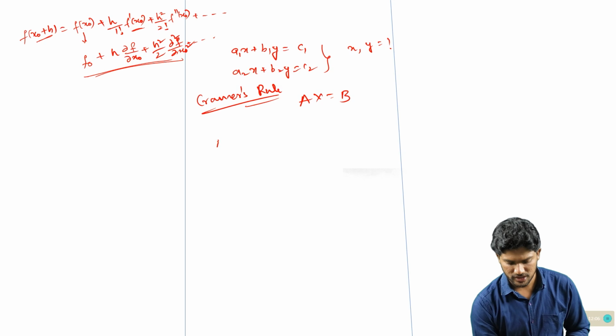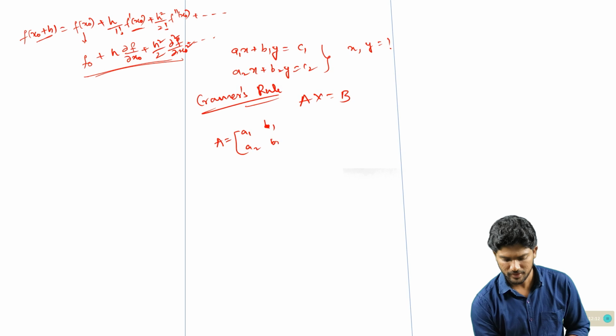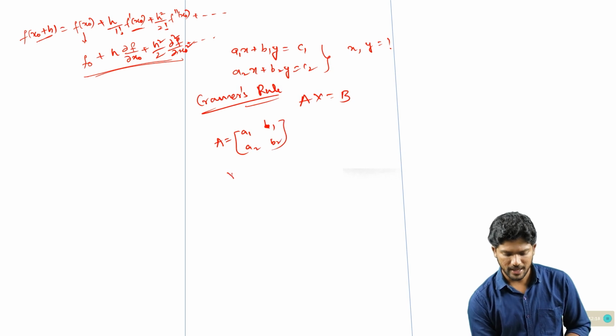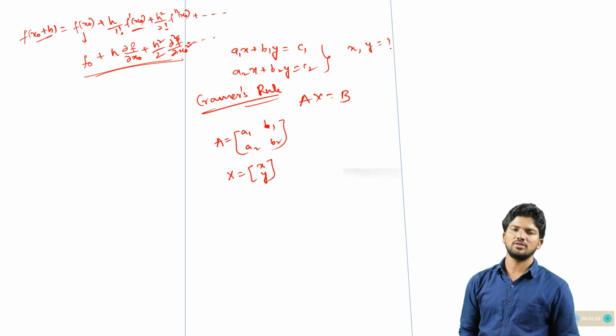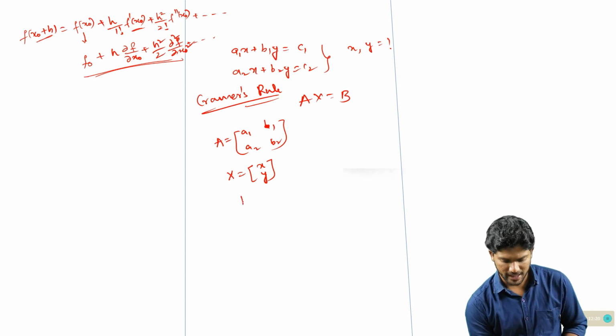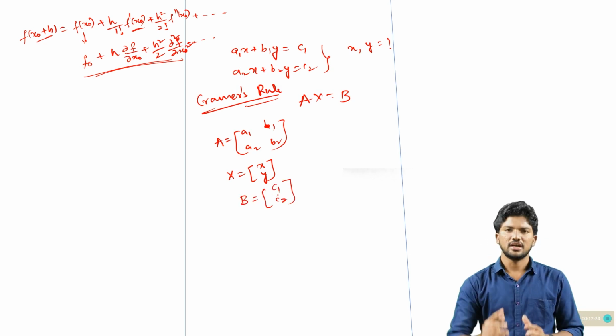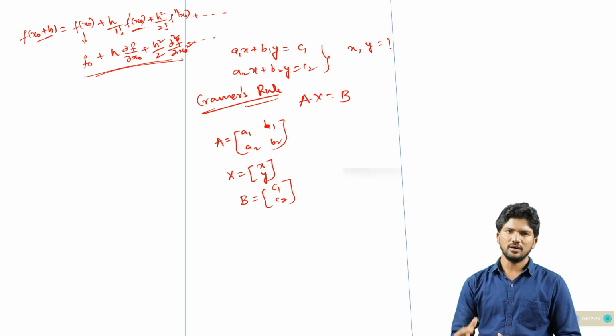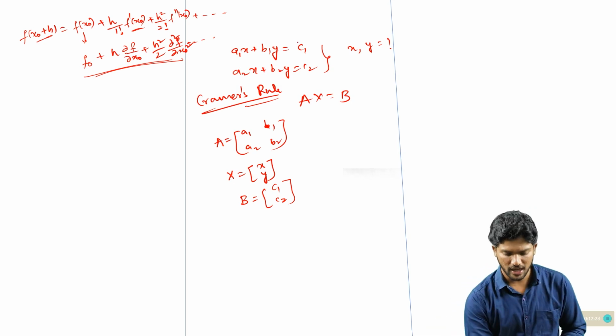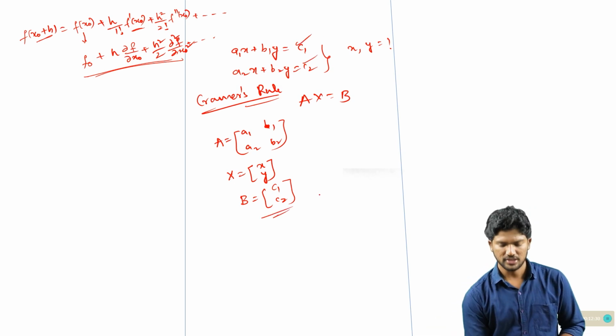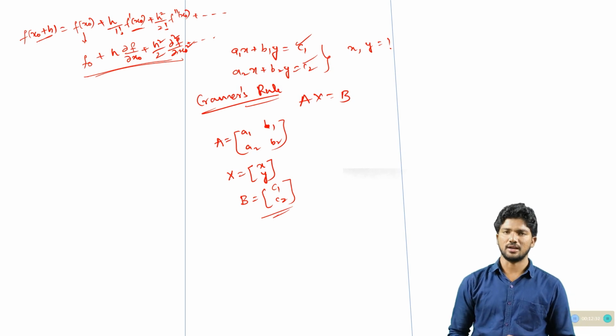After getting that, you can separate capital A. What is capital A? The coefficients of the variables a1, b1, a2, b2. And what is capital X? It is a column matrix with the variables. What are the variables? x and y. And what is capital B? Capital B is the constant matrix, which is the RHS of the system of equations. In the RHS we have c1 and c2. So that is capital B. Capital B is also a column matrix.